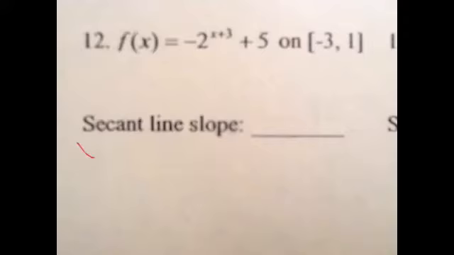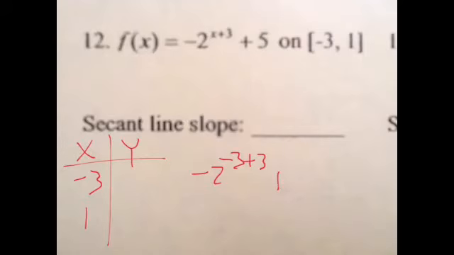And that brings me to 12. Again, get your x and y table going. Plug in these x's of negative 3 and 1. So you need to do negative 2 to the negative 3 plus 3 power, and then add 5 on the end. Oh, negative 3 plus 3 is 0, 2 to the 0 power is 1, negative 1 plus the 5 is going to give me 4, so that's my y value.